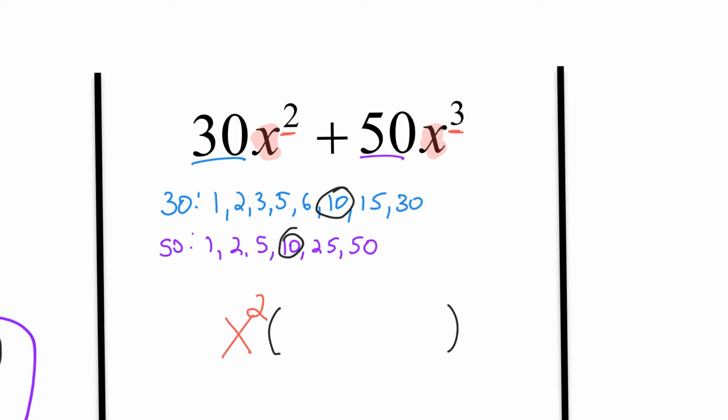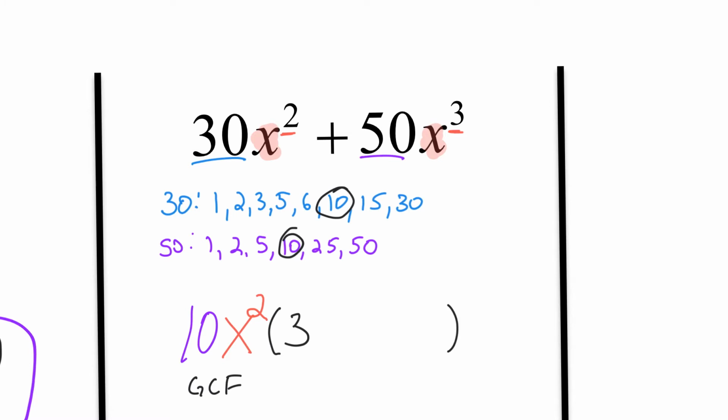And now I'm going to put the greatest common factor of the coefficients, the numbers, which is the number 10 right here. So that's my greatest common factor. And let me just put here GCF so you guys know it is the greatest common factor. Now I'm going to start dividing. 30 divided by 10, that's going to be 3.